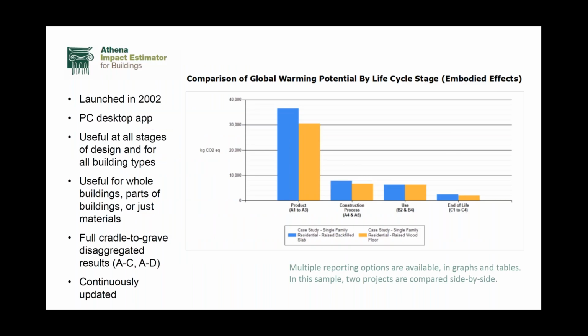Now, the impact estimator was launched in 2002, and it's continuously updated. This is PC desktop software, but we've got a workaround solution for the Mac users. The software was originally meant as a learning tool in early design, but it can be used at any stage of design or for any type of building. It can be used for whole buildings or parts of buildings. And it delivers full cradle to grave results, either A to C or A to D, depending on the user's choice. A lot of reporting options.